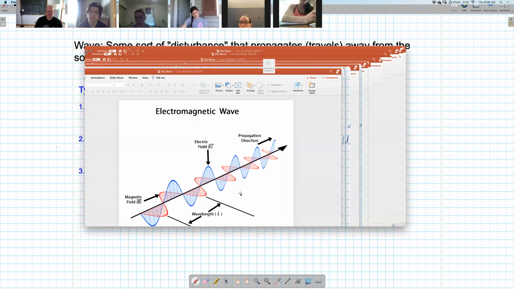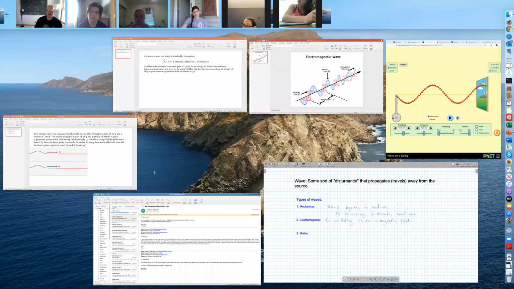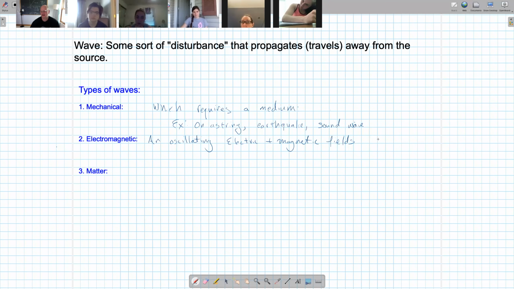Now, light, again, is an oscillating electric and magnetic wave together, but light, interestingly, doesn't need a medium to propagate, unlike a mechanical wave. So how do I know that light doesn't need a medium to propagate? How do I know this? What do you think? Would it be that light still works in a vacuum?